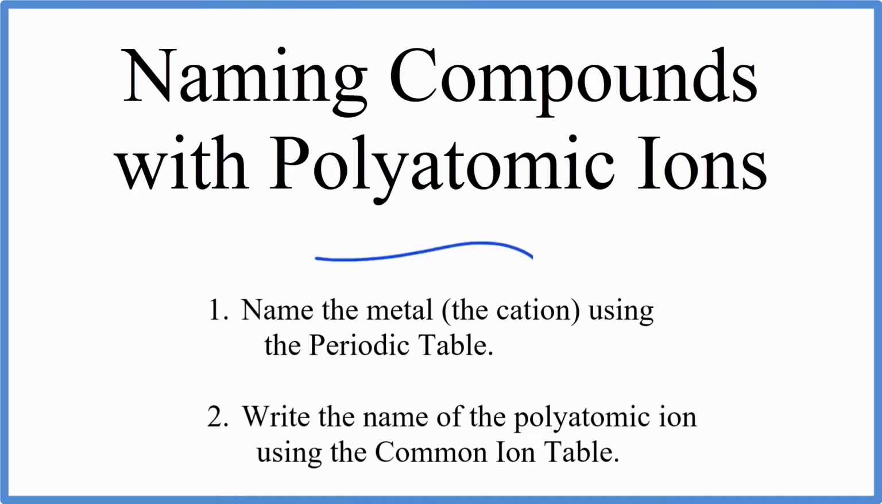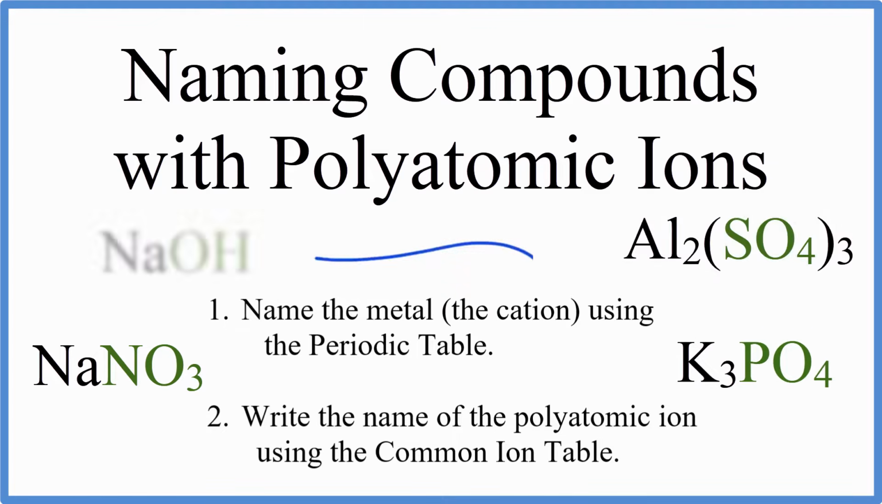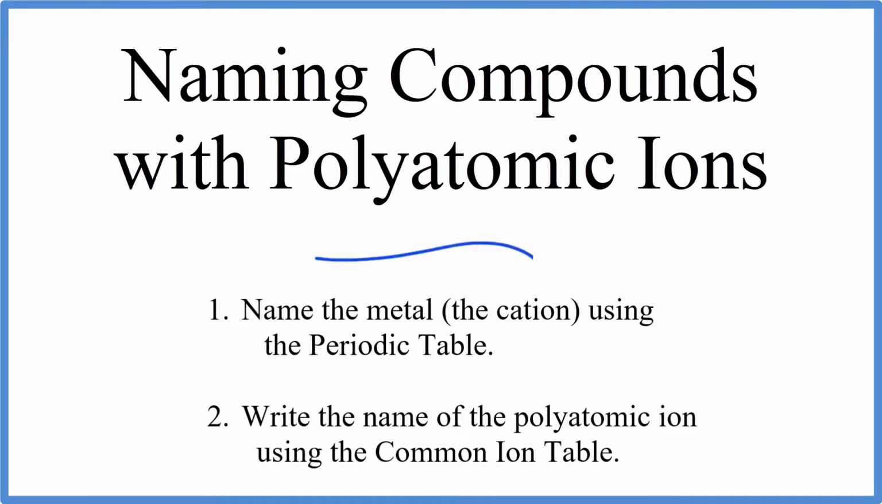Often we'll see compounds that have two or more different elements, like NaNO3 or K3PO4. To write the formula for these compounds, when we're given the name, we'll use the periodic table and then the common ion table. So we'll follow these rules to guide us, and let's try one. Let's do NaNO3, sodium nitrate.